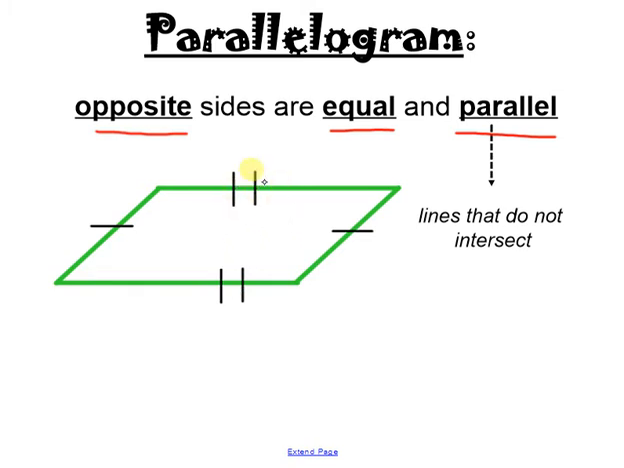Here you'll see these little markings, these 2 sticks, and then here this is 1 stick, and those are important symbols. This 1 stick right here tells you that the opposite side that also has 1 stick is equal and parallel. And the same thing here. These 2 sticks mean that this line matches with this line. So opposite sides are equal and parallel to each other.